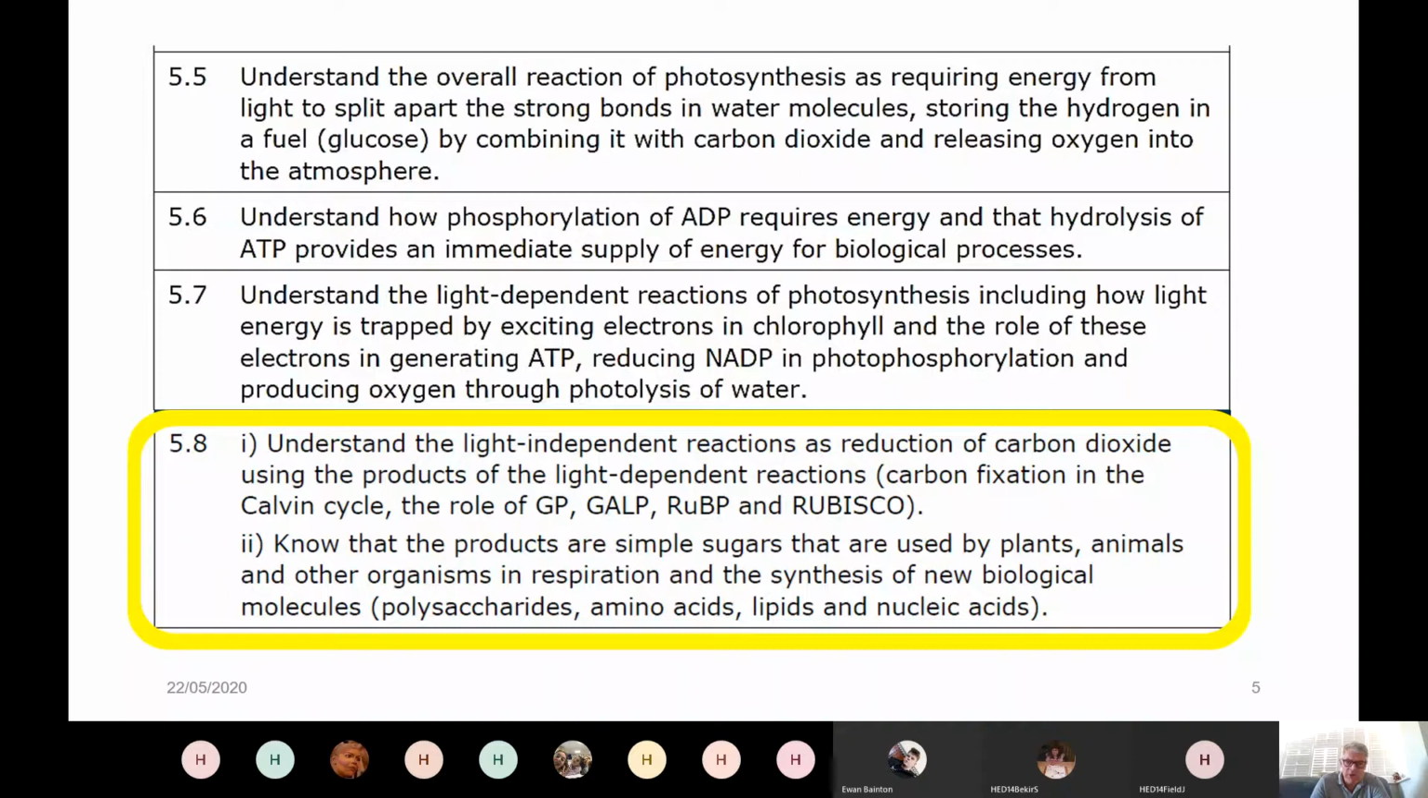And secondly, know that the products are simple sugars that are used by plants and other organisms in respiration and the synthesis of new biological molecules. So glucose really, and photosynthesis is the beginning of everything that plants do. Plants have to make all their own molecules. If consumers like us need a particular molecule, a protein, we go and eat it. But plants can't do that. They have to build every fat, every amino acid, every polysaccharide from scratch.